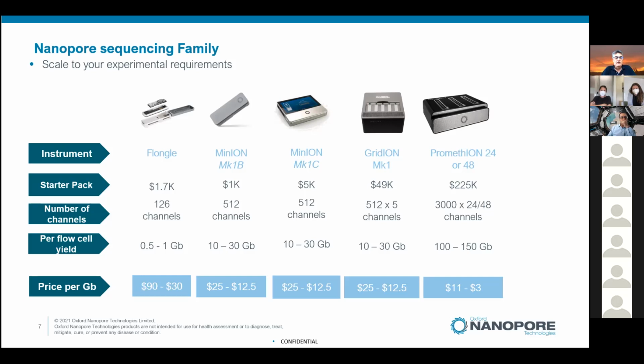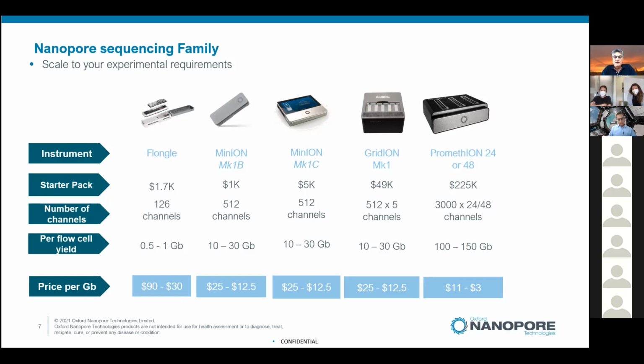At the smallest end of the scale is the Flongle. It has 126 channels. It'll generate 0.5 to 1 gig of data on average, and the price is under $90 per flow cell. And then you've got the three systems in the middle that run MinION flow cells: the MinION Mark 1B, the Mark 1C, and the MinION Mark 1.